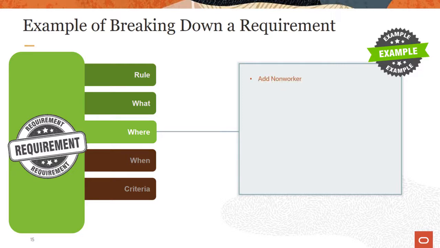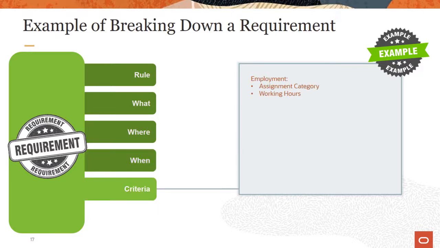Add non-worker. Add pending worker. Change assignment. Add contingent worker. Hire an employee. The rule will be triggered upon clicking Continue or Submit in any of the flows. Based on the rule, the criteria needs to include checking the employment details assignment category to ensure the employee is full-time, and working hours to ensure they are at least 40 hours.